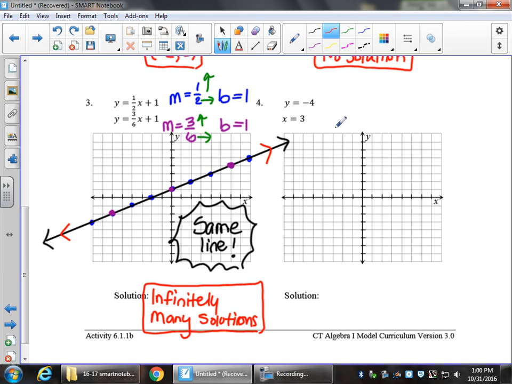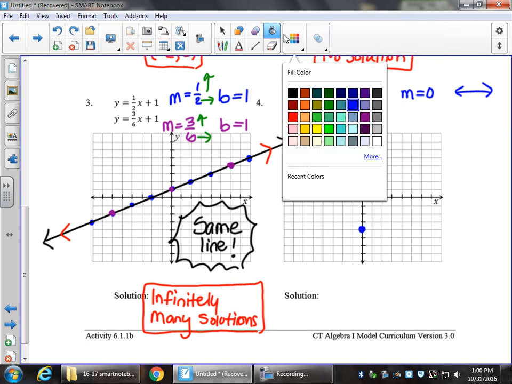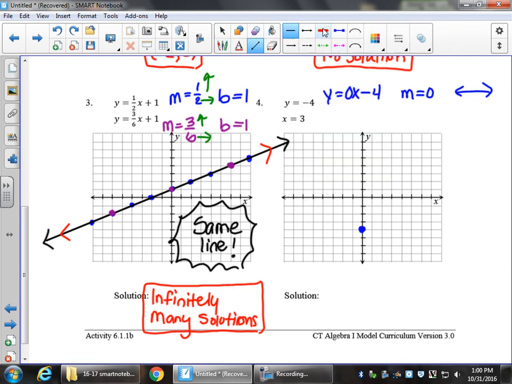Number 4, we have a special case where one of these is a vertical line, one of these is a horizontal line. When you see y equals a number, I really want you to imagine that this actually said y equals 0x minus 4, because that's what we have here. Our slope is 0. It's going to be a flat horizontal line. My intercept is at -4. So I go down 1, 2, 3, 4, and I draw a horizontal line through -4.